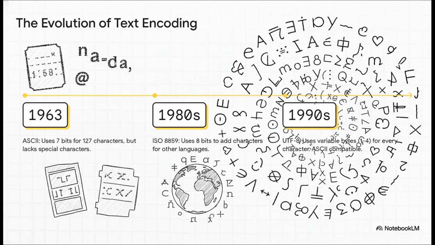Imagine sending an email where all the accented characters just turn into total garbage. It was a mess. And this is exactly why we so desperately needed something better. And finally, we got it. UTF-8, a universal standard that can represent basically any character or symbol you can think of.